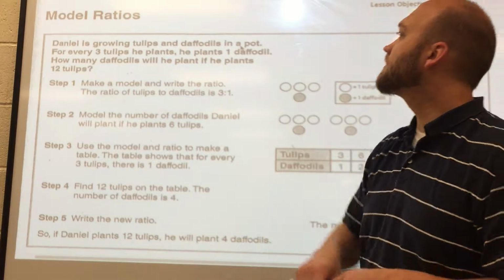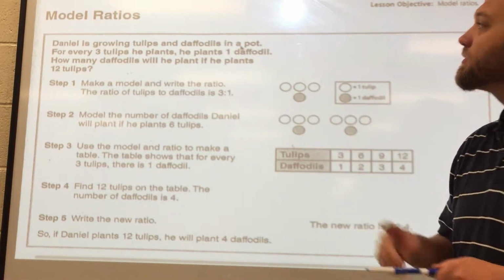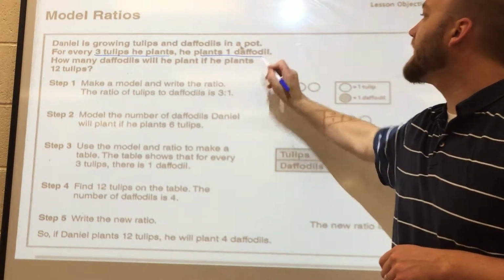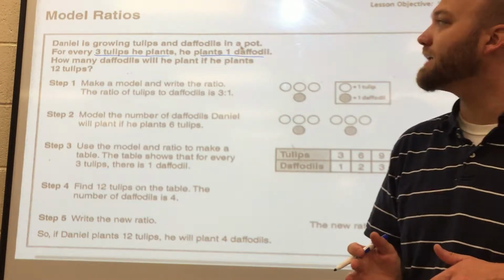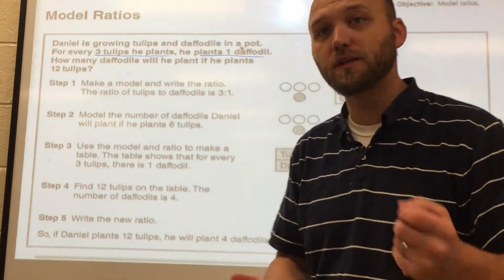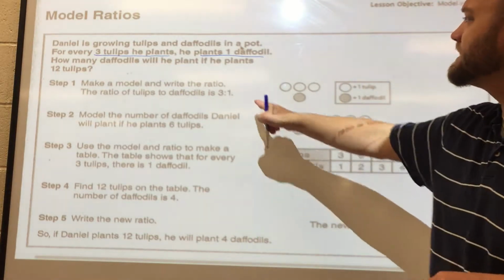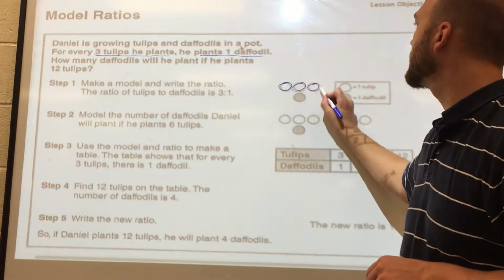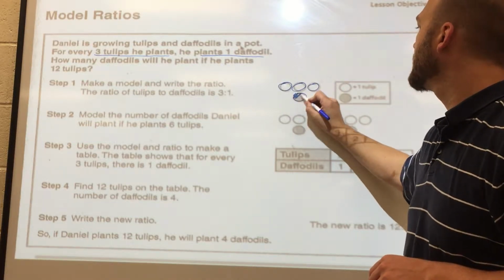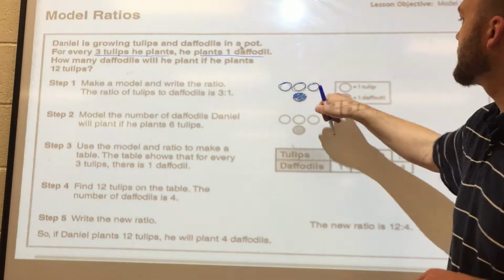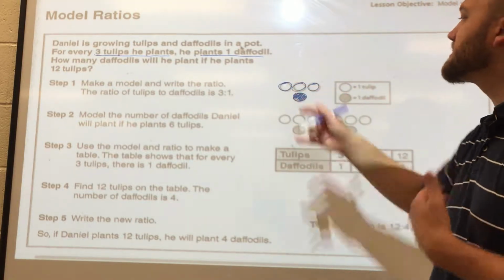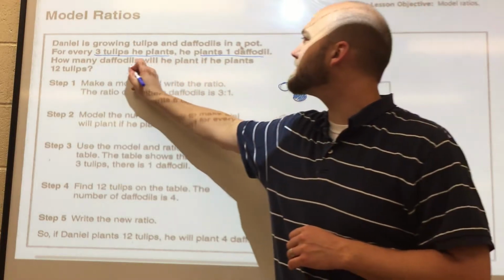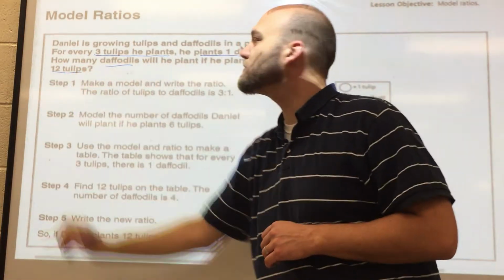So if Daniel's growing tulips and daffodils in a pot, for every 3 tulips he plants, 1 daffodil. So how many daffodils will he plant if he plants 12 tulips? There's a couple different ways that we can look at this. The first way is you can make up a model, and you could say 3 tulips, and then he plants 1 daffodil. And they've given us a key over here to work with. It's the same idea. So if we did 3 to 1, they want to know how many daffodils will he plant if he plants 12 tulips.